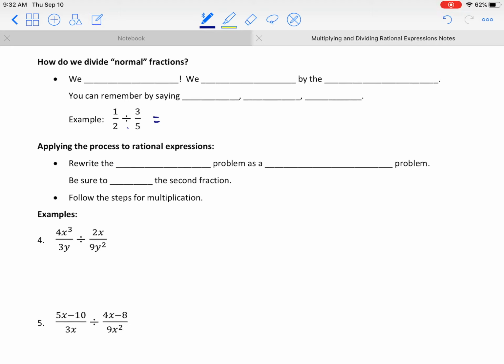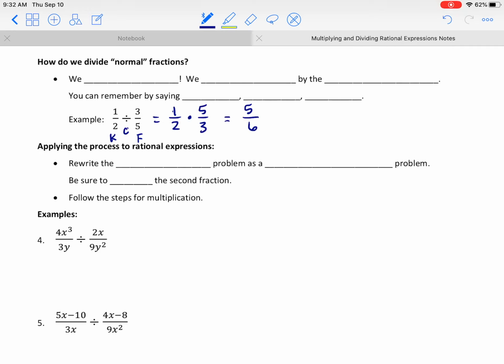Well, we don't divide normal fractions, we multiply by the reciprocal. So we keep the first fraction the same, we change the division here to multiplication, and then we flip the second fraction and make it 5/3. So what we really have is a multiplication problem. Multiplying straight across the top and straight across the bottom would make 5/6 the answer to that problem.